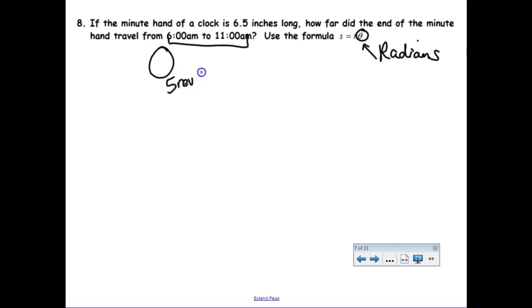A lot of kids do this and multiply it by 360. Well, you can't multiply it by 360. Well, you can, but you'd have to convert, because 360 is degrees and we want radians. So I think about how big a rotation is in radians, and that would be 2 pi. Every circle, every rotation is 2 pi. So 5 revolutions times 2 pi means your angle of rotation is actually 10 pi, because it has to be radians.